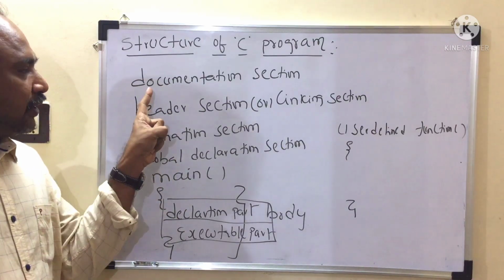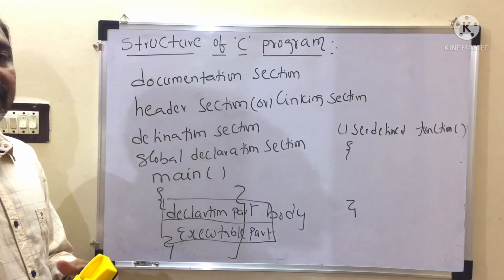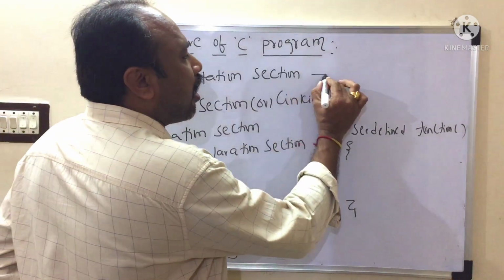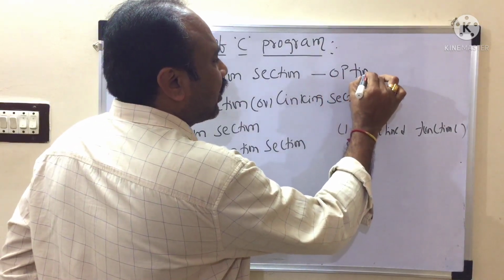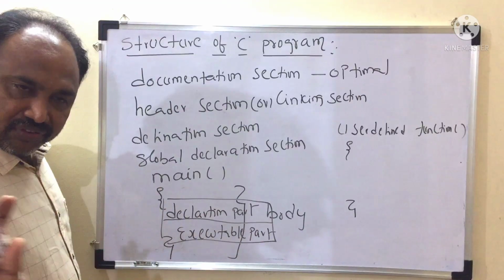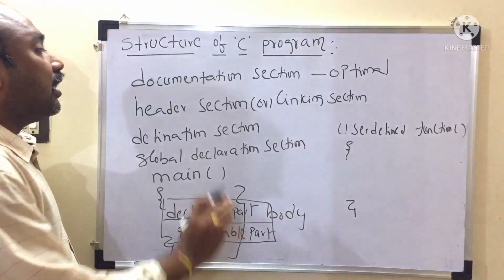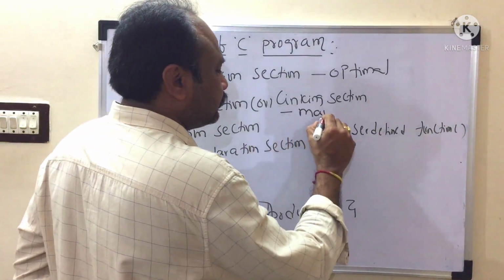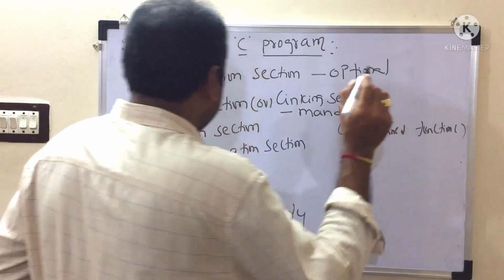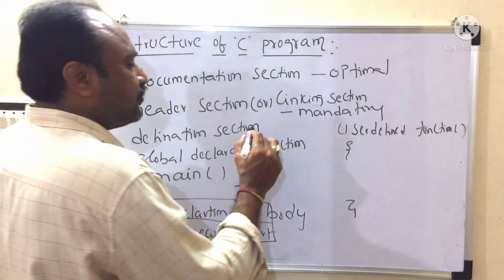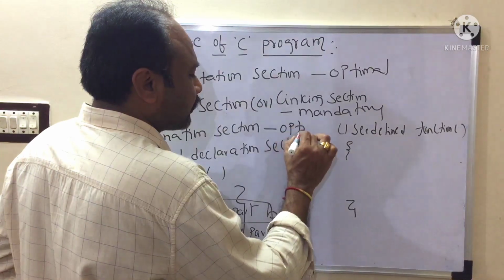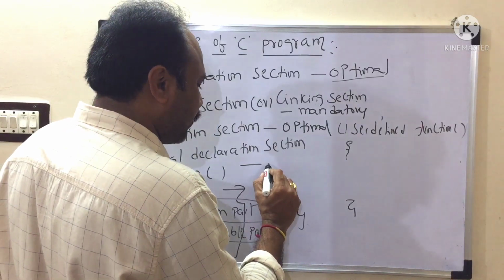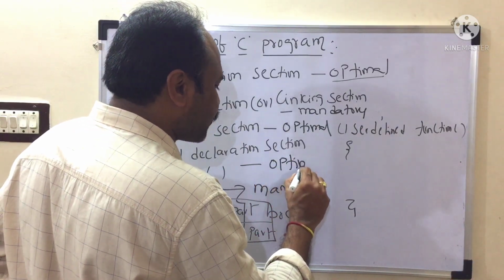First one, the documentation section. This section is not compulsory, not mandatory; it is optional. The header section or linking section is mandatory. Next, the definition section is also optional. Next, the global declaration section is not mandatory, so it is also optional.